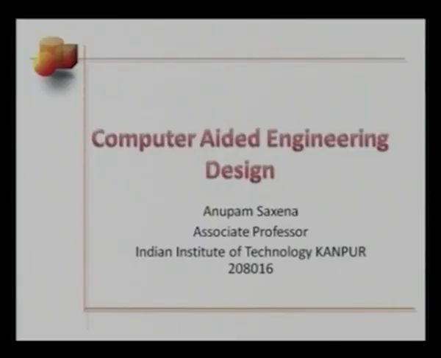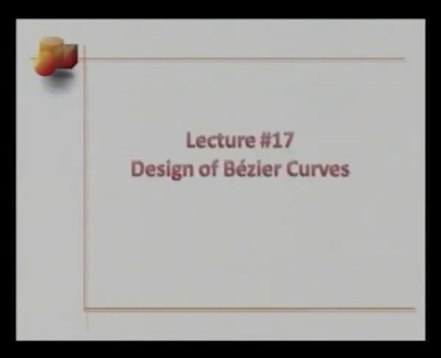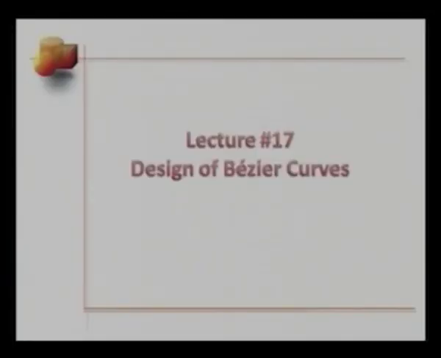Hello and welcome. This is lecture number 17 of CAD. We continue with our discussion on Bezier segments and curves. In previous lectures, we have discussed Bezier segment design. We had also noted that if we change the position of any control point, we observe a global change in shape in a Bezier segment.